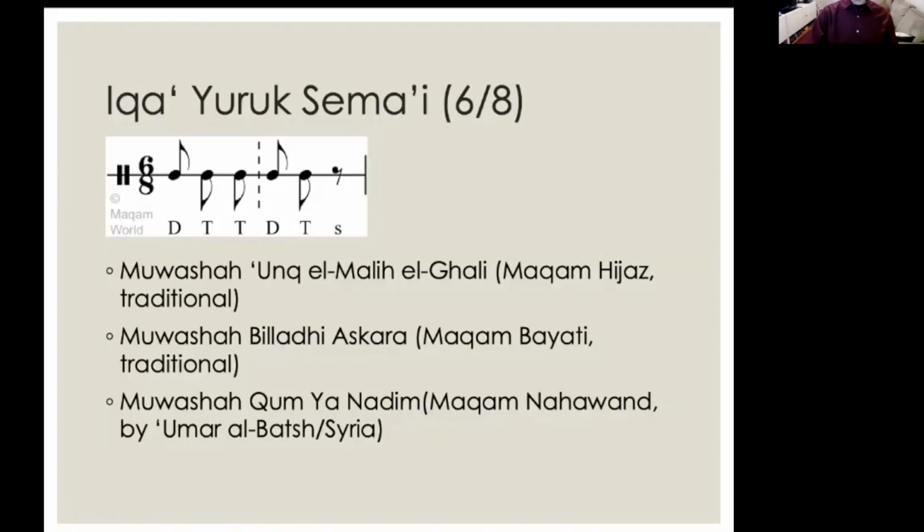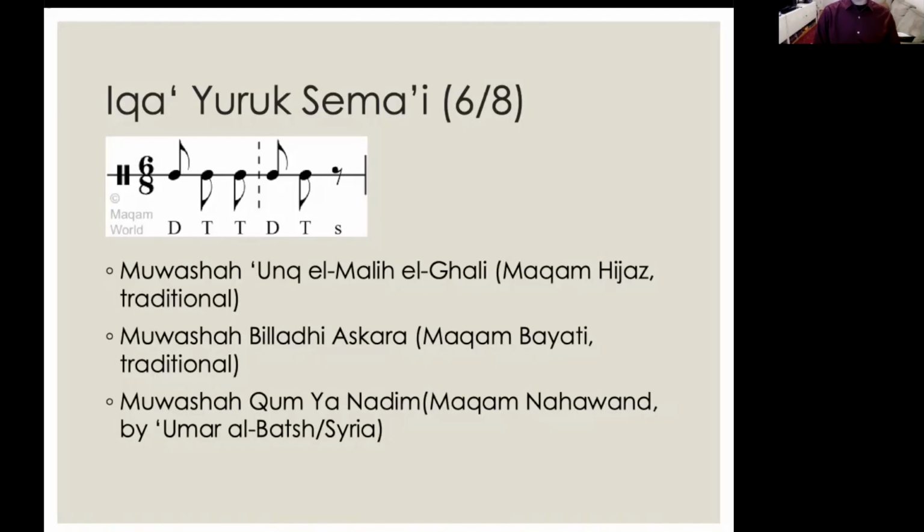All right, and then as a revision for the Iqaa, let's talk about Iqaa Yuruk Samai, which, as you guessed, is a Turkish name. Very, very popular in the Arab world. Here's the notation for Yuruk Samai. It's in 6/8. It's light and fast and happy and dynamic. It's usually used at the end of a Muwashahat suite because they start with the slow and very long time signatures and then make their way all the way to the end.